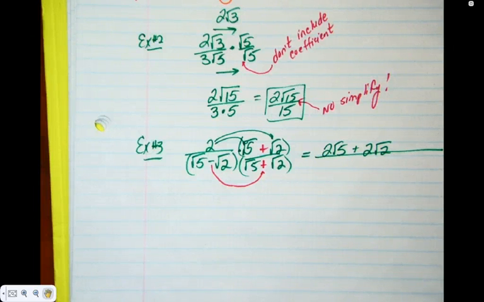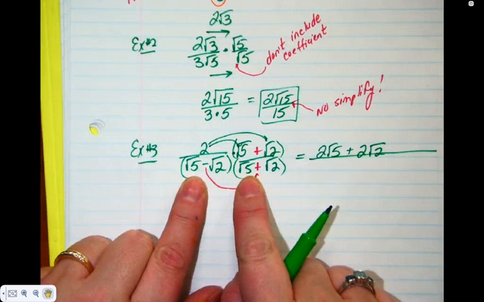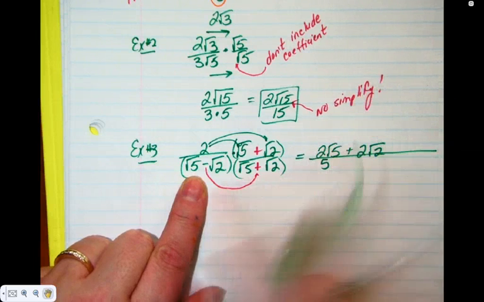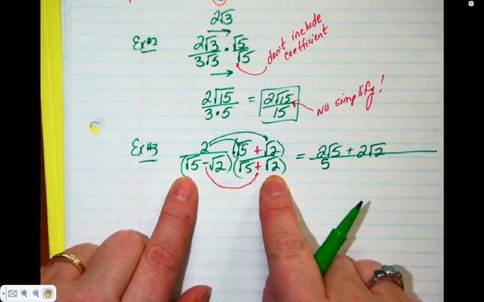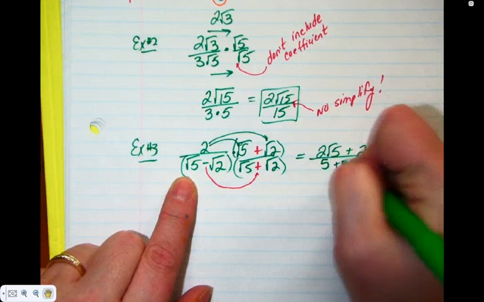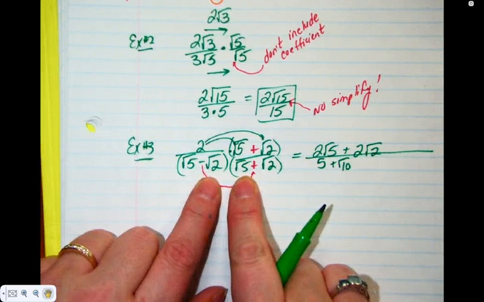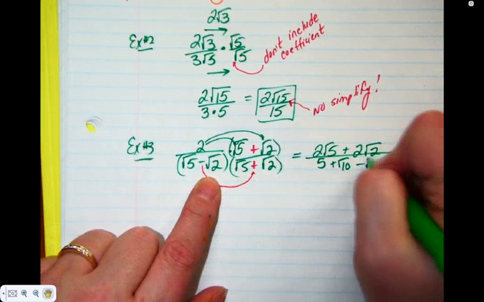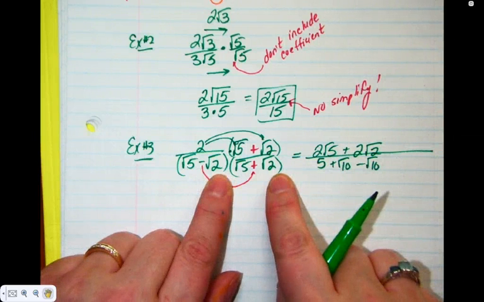On the bottom, I can tic-tac-toe, I can FOIL, I can double distribute, whatever you want. I'm going to do FOIL, and I'm going to do it the short way. Root 5 times itself, 5. Now I'm going to the outside. Root 5 times root 2. Now I'm going to the inside. Negative root 2 times root 5. And the last, negative root 2 times itself.